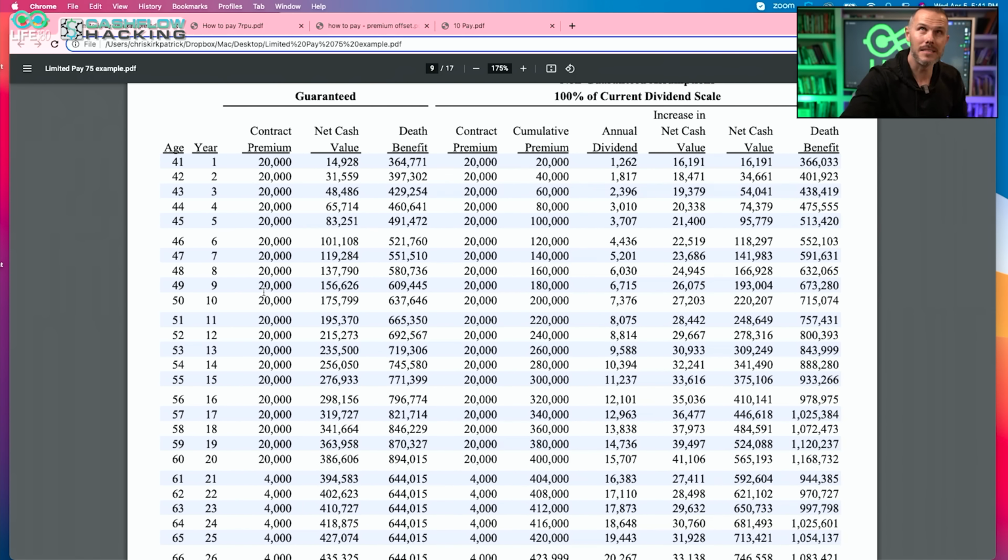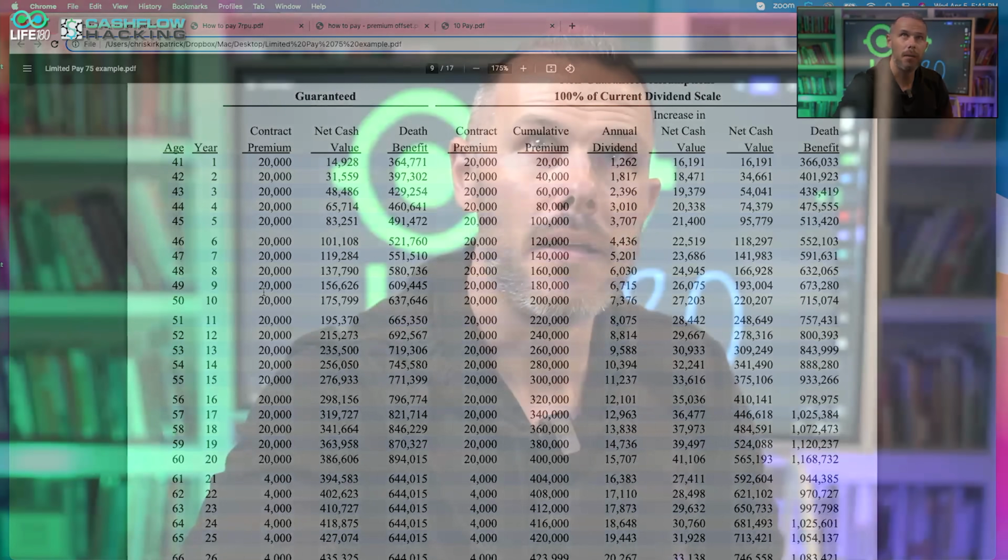As I'm showing you this 75 pay, one of the things I wanna say is there are different ways that you can fund a policy. You can pay it through 100. There's some companies that have L95 policies, meaning life 95, you pay through the age of 95. This policy that we're looking at here is a policy that is fully paid up at 75.